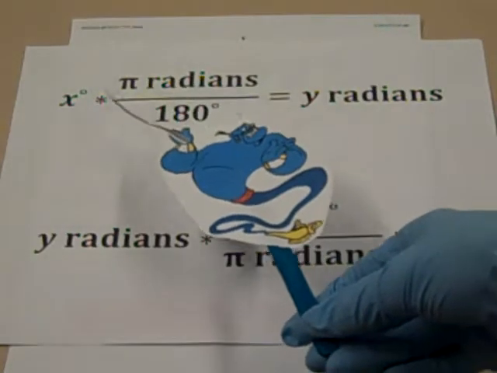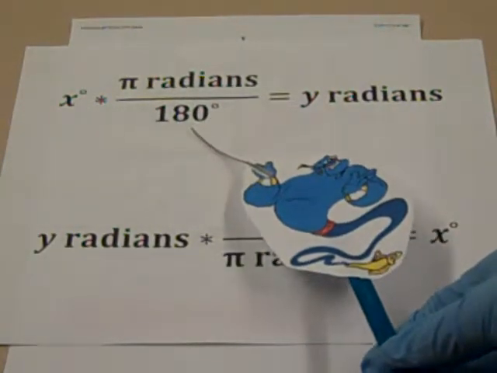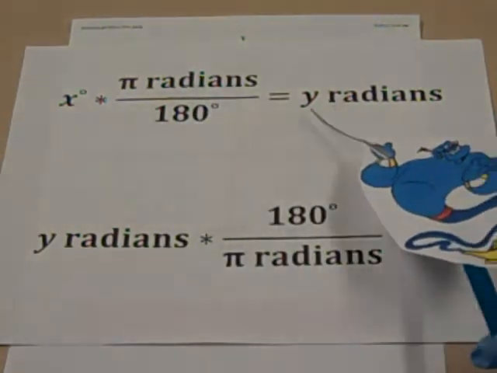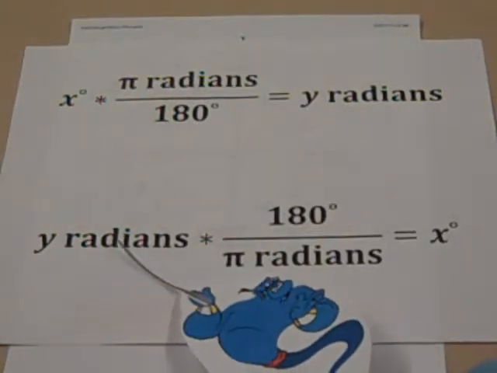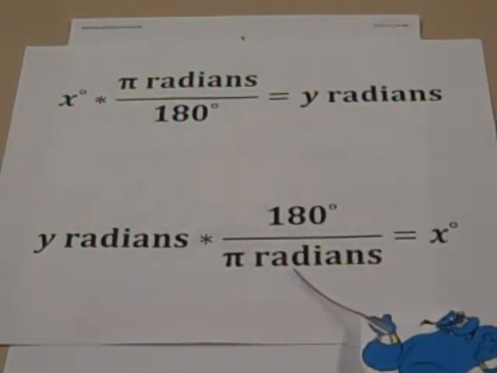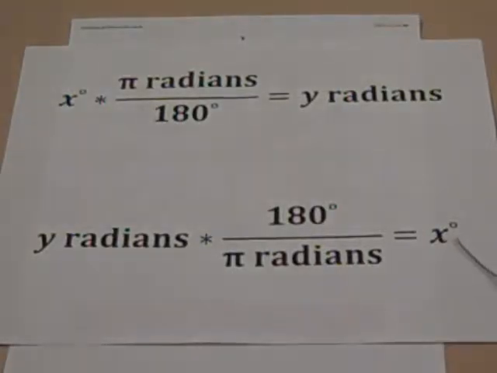x degrees times pi radians over 180 degrees equals y radians. Going the other way, y radians times 180 degrees over pi radians equals x degrees.